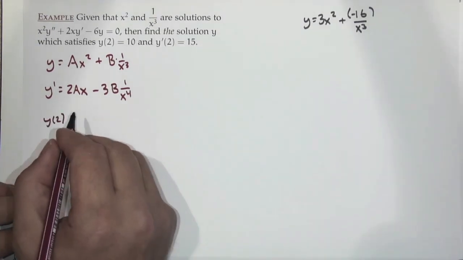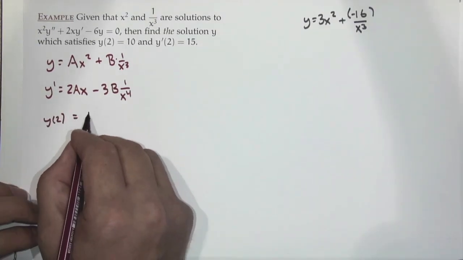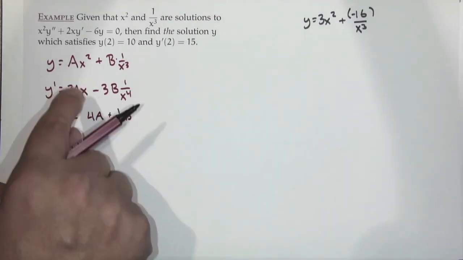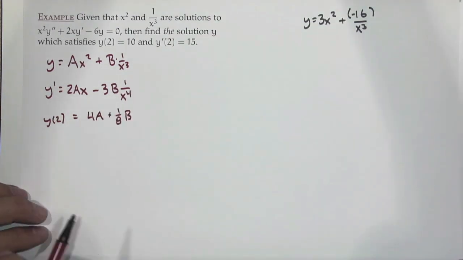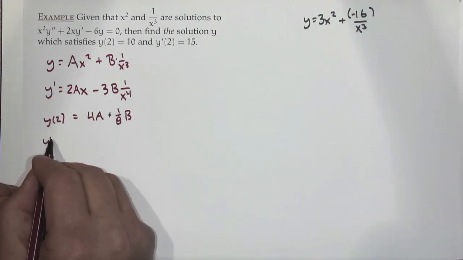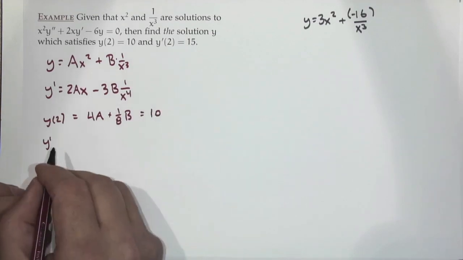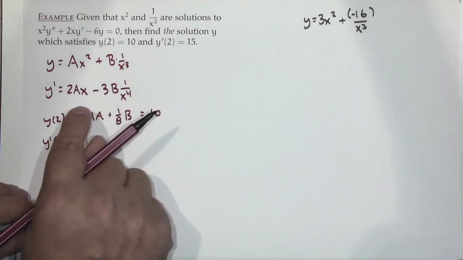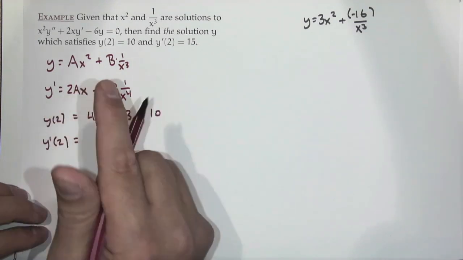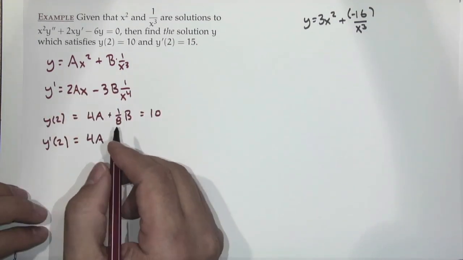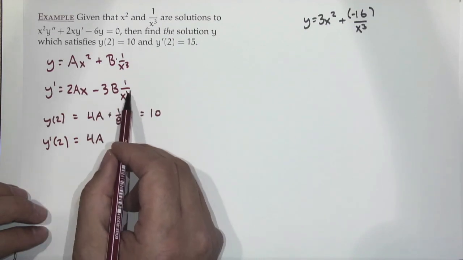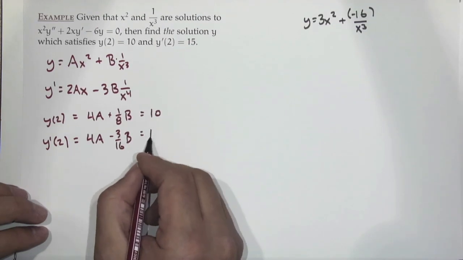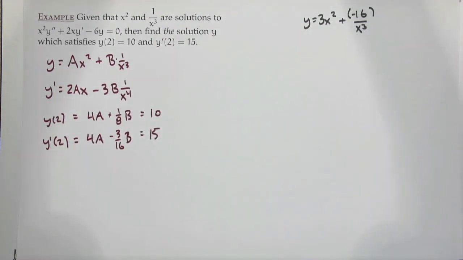y of 2 would be 4a plus 1 over 8 b, because 2 squared is 4 and 2 cubed is 8. This equals 10. y prime of 2, plug it here, is still 4a. And then 2 to the 4th is 16, so that's minus 3 over 16 b, equals 15. All right.